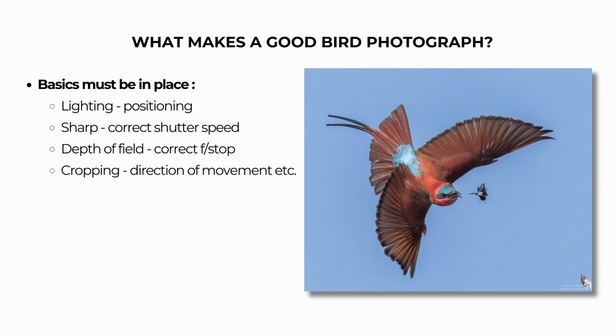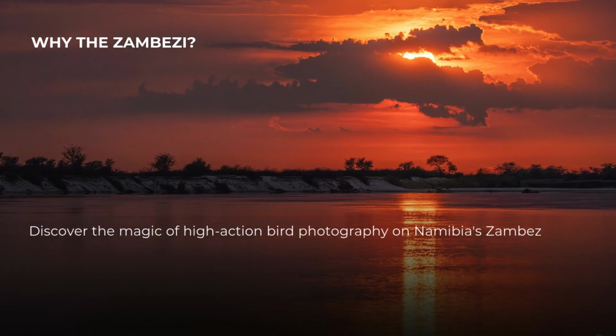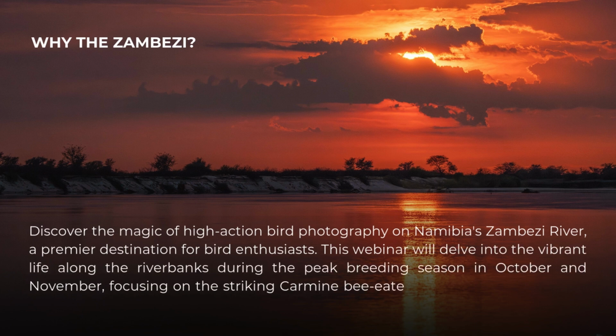Make sure that the object that you are photographing has space to move into, like the one that you see there. It's moving from left to right, top to bottom. So there's a bit of space that it can move into down in the bottom right. And then, of course, action and interaction is very, very important because that allows for storytelling and makes it a more interesting photograph.